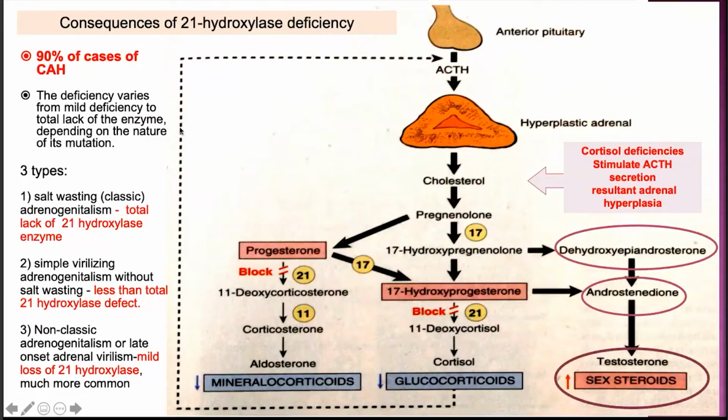21-hydroxylase enzyme. The severity of the disease in CAH depends on whether there is a total loss of this enzyme, or just a less than total, or just a mild loss of this enzyme. For example, if there is a total lack of this enzyme, of course, everything will be channeled here. So there will be an increase in the sex hormones, the testosterone, everything, causing the virilization.